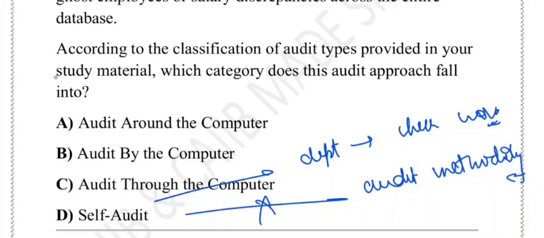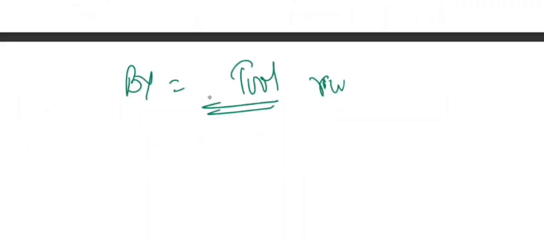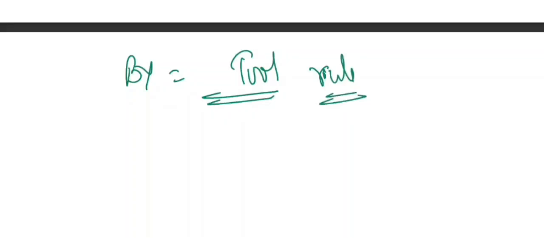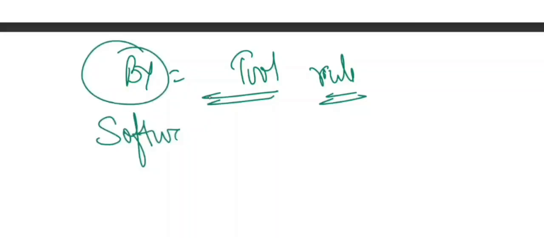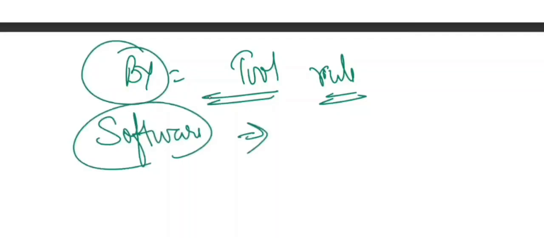So the correct answer to the question is audit by the computer. Yes, B is the correct answer. So you can remember it like this. There is a memory hack that I can provide you. By means tool use. By means tool rule, right? So whenever the auditor uses software, think audit by the computer.